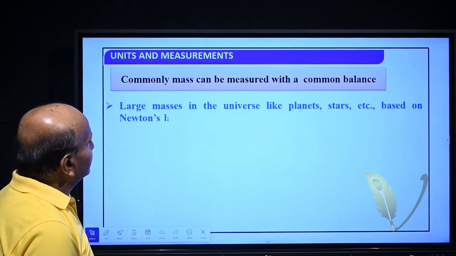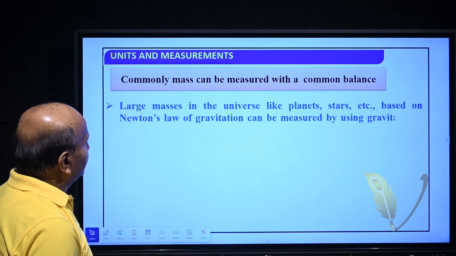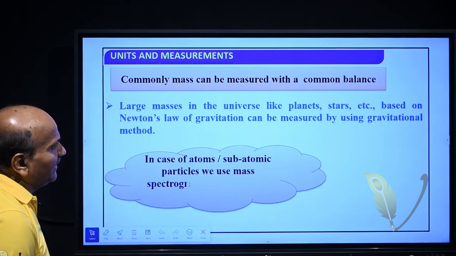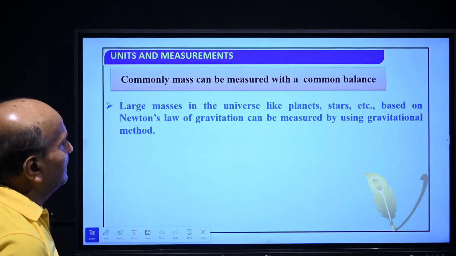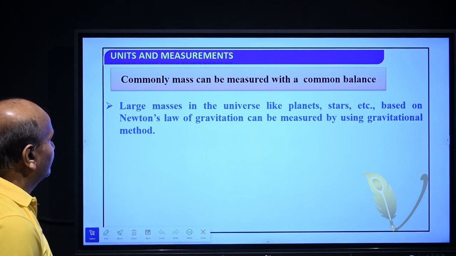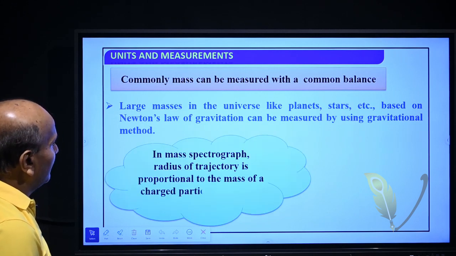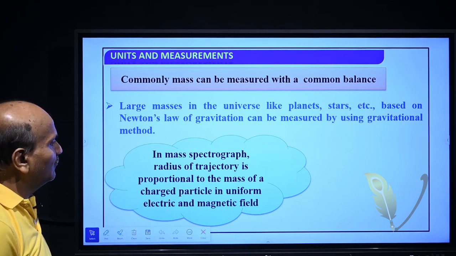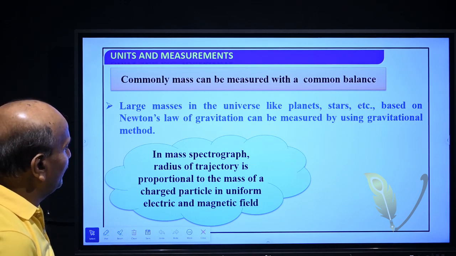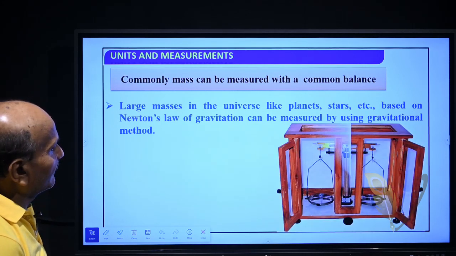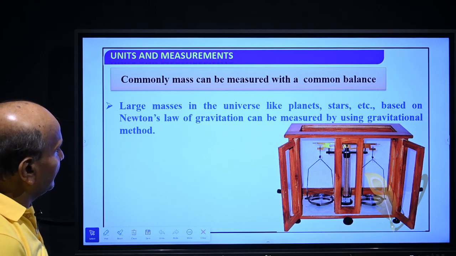Commonly, mass can be measured with a common balance. Large masses in the universe, like planets, stars, etc., are based on Newton's law of gravitation and can be measured by using the gravitational method. In a mass spectrograph, the radius of the trajectory is proportional to the mass of a charged particle in uniform electric and magnetic fields. So, this is a physical balance.